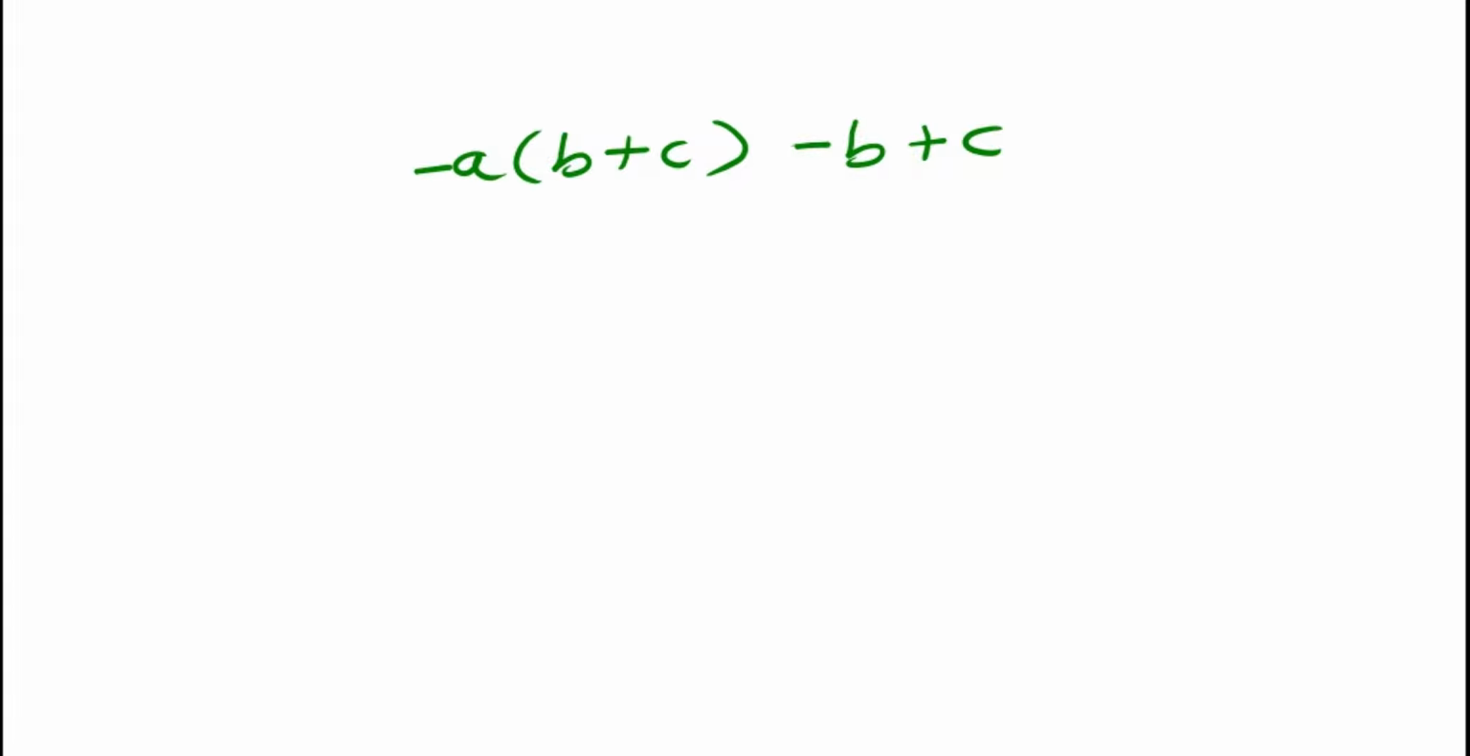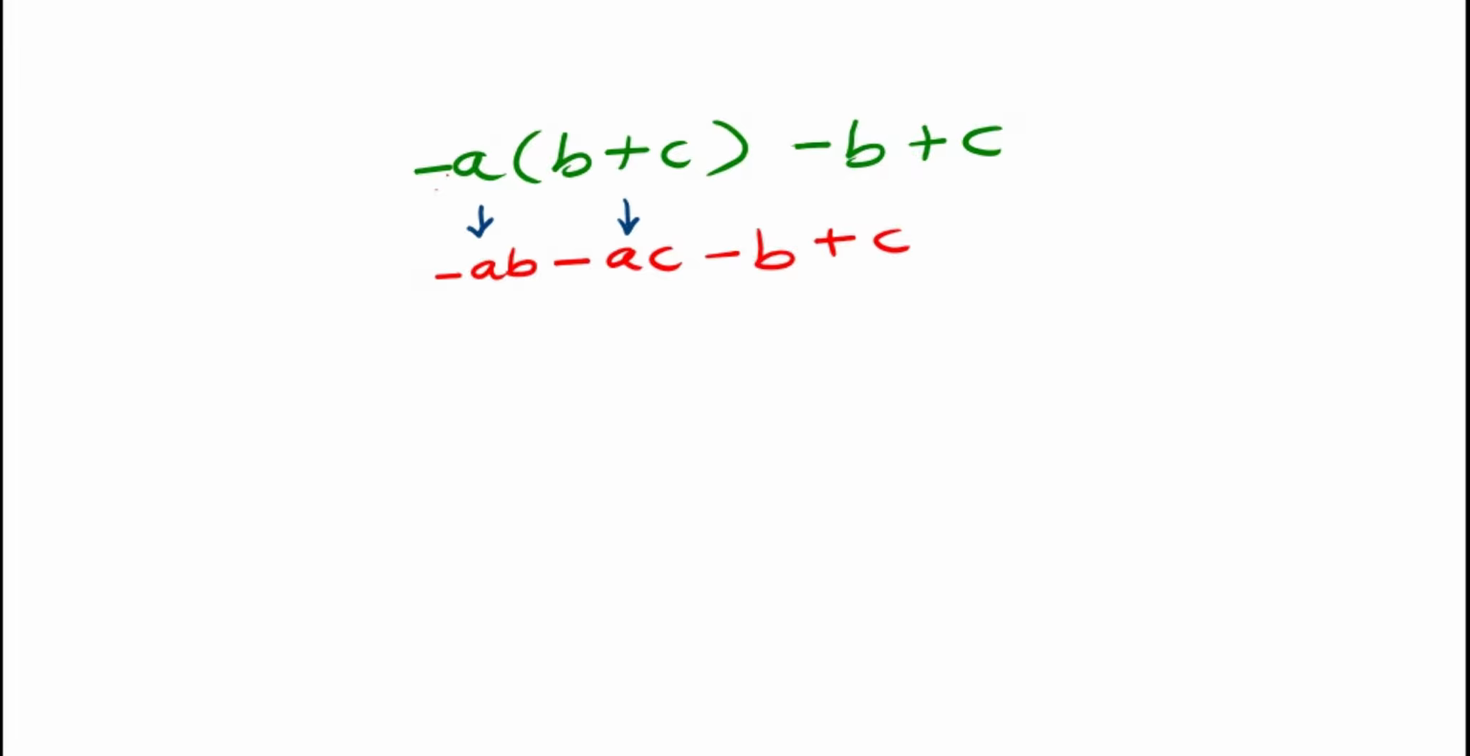So minus a times b is going to give us minus ab, minus a times plus c is going to give us minus ac, and then we have minus b and then plus c. Okay, so here, that is where we are. There are no like terms. There are no like terms. And don't mistake this a to be a like term to the other one. No.